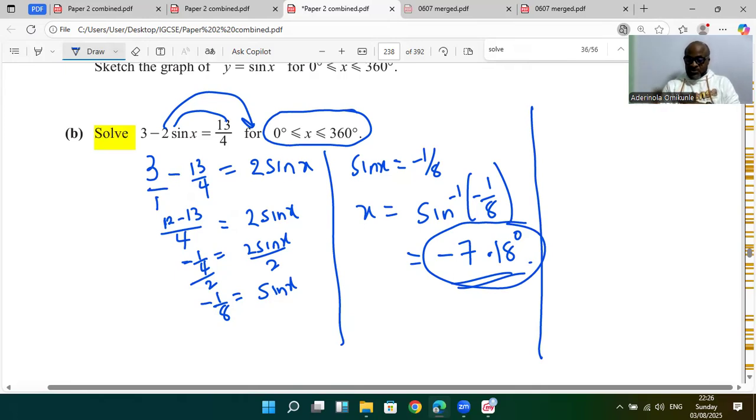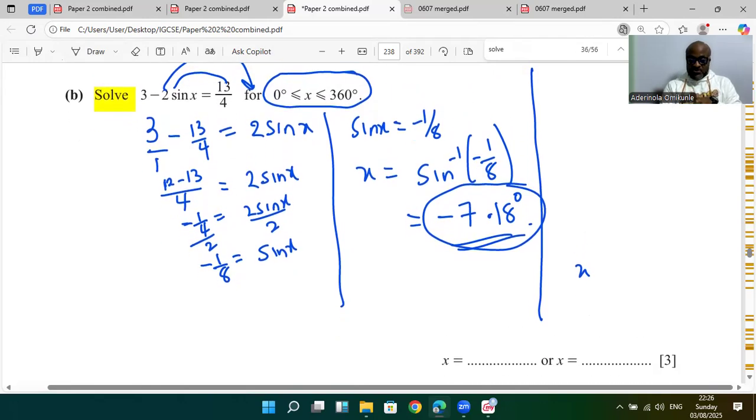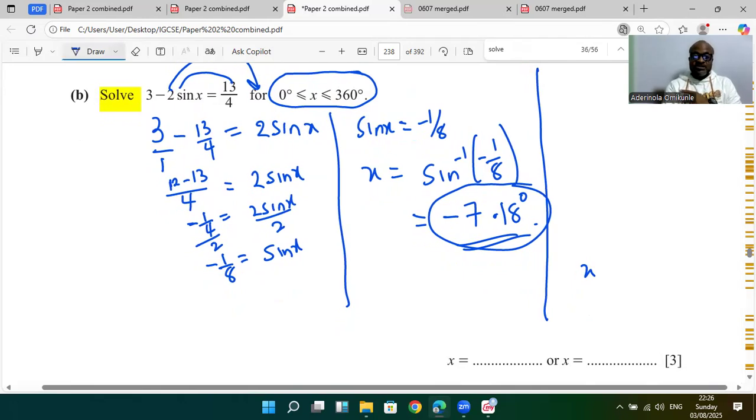Okay, so let me just create the answer space. I know if I scroll, I'll see the answer space. You can see the answer space here, right? So to get the positive value of this, just say negative 7.18 plus 360. Negative 7.18 plus 360. And that gives you 352.8.